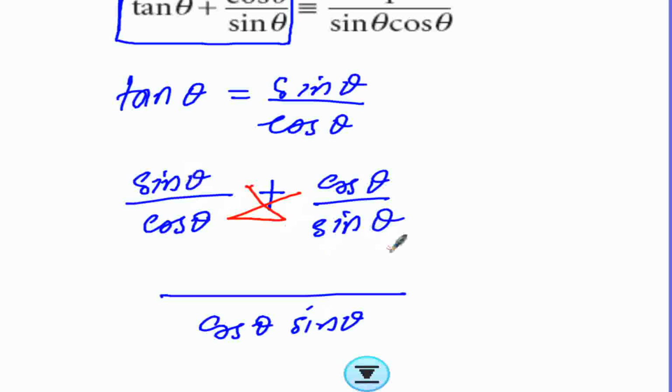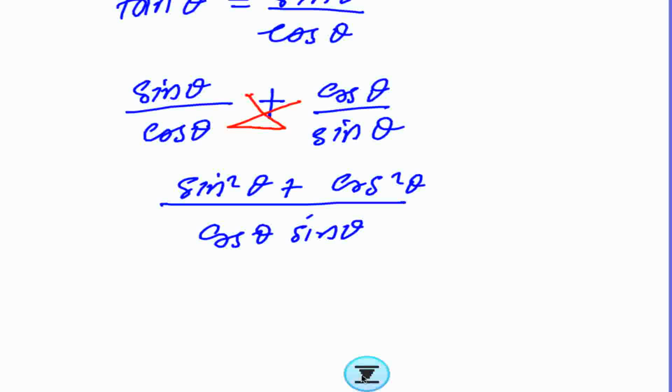So we are going to multiply sin times sin, which gives us sin squared theta, and then plus cos times cos, which gives us cos squared theta. Then we know the trigonometrical identity that sin squared theta plus cos squared theta is equivalent to 1. So our numerator becomes 1.